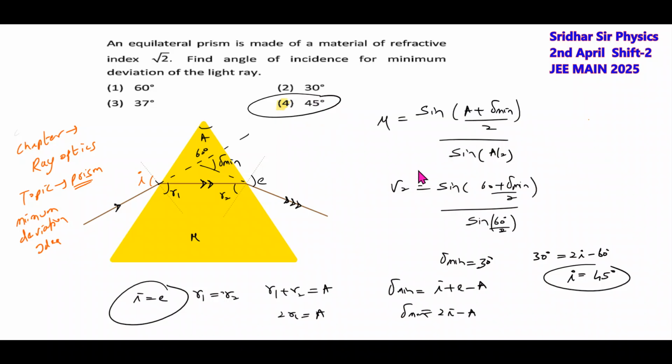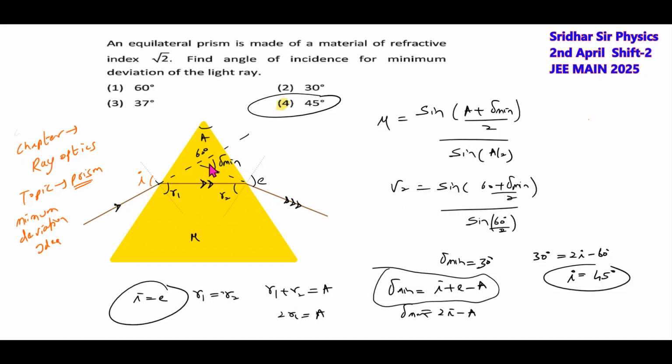Now these are the concepts of minimum deviation. Sir, what is this equation, where did you bring it from? The deviation suffered by the ray should be equal to incident angle plus emergent angle minus angle of prism. I think this is a general derivation you must know.